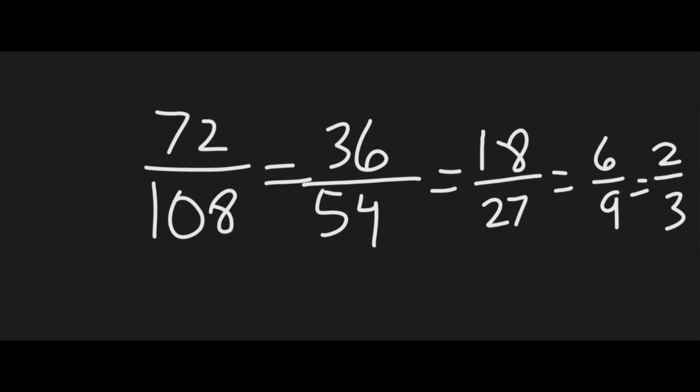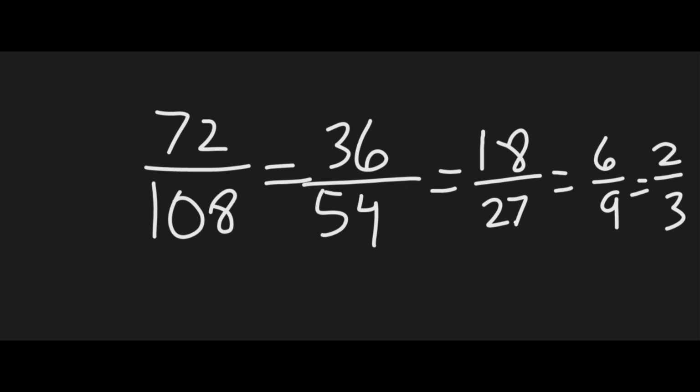And in this case, for 18 over 27, the sum of the digits is divisible by 3, which means the number is divisible by 3. 1 plus 8 is 9. 9 can be divided by 3 evenly, which means that 18 must be able to be divided by 3. And same thing with 27. 7 plus 2 is 9, which is divisible by 3.